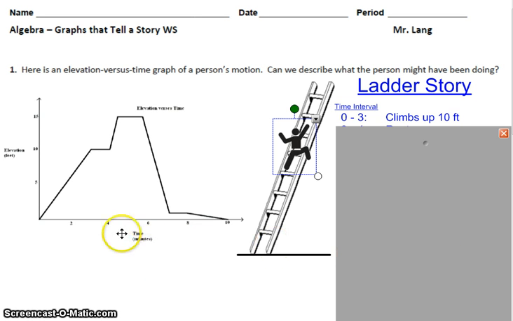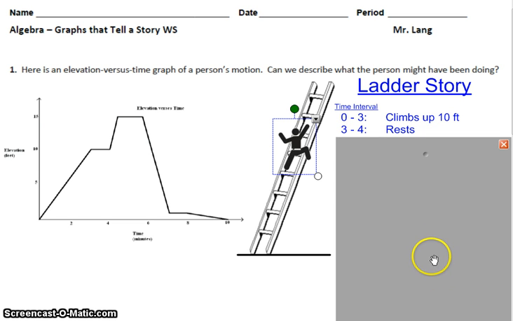Alright, the next interval is pretty short. It's from where the minute starts at 3 to about 4, so that's 1 minute. So it takes them 1 minute, but they don't change elevation. So the person's going to stick right there. So what that tells me is they're not moving. I would guess maybe the person's resting.